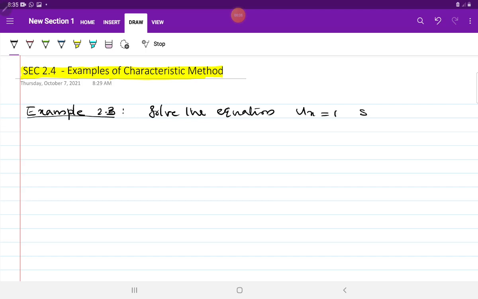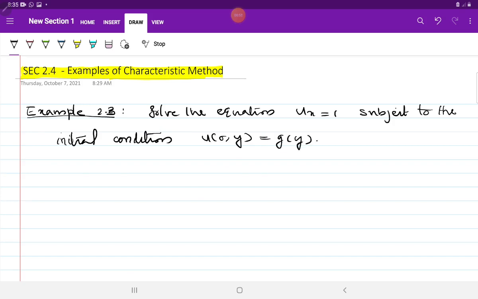u_x equal to 1, subject to the initial condition u(0, y) equal to g(y). So this is the given initial condition. First of all, from the given PDE, we write the characteristic equations.